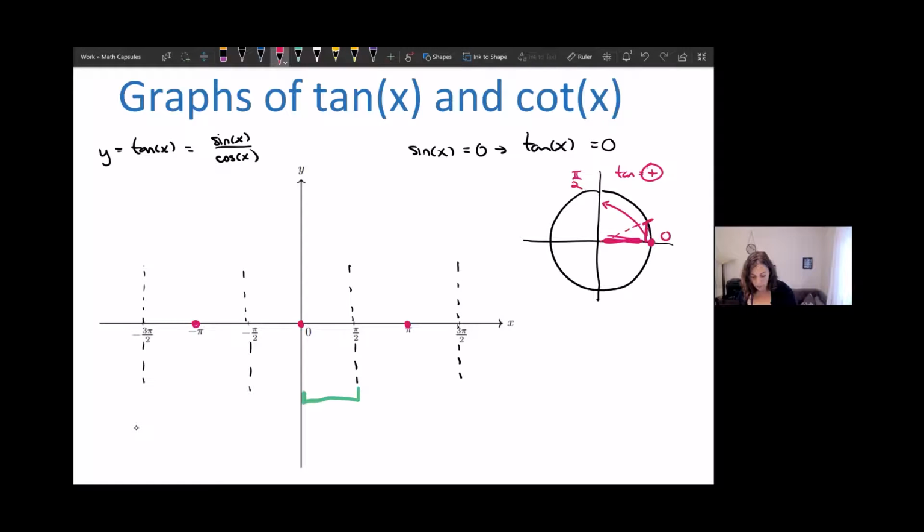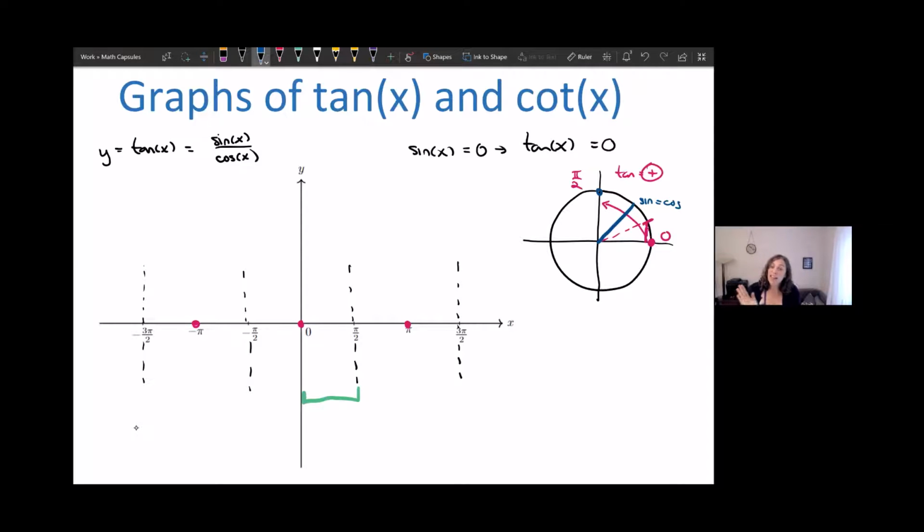But as I move along here, as my angle increases, the difference between sine and cosine is getting smaller and smaller and smaller. And that means that my values are going to increase until eventually sine and cosine are equal. And that's going to give me a value of 1. Now what happens as I continue towards pi over 2? I know that at pi over 2, tan is undefined because cosine is equal to 0.